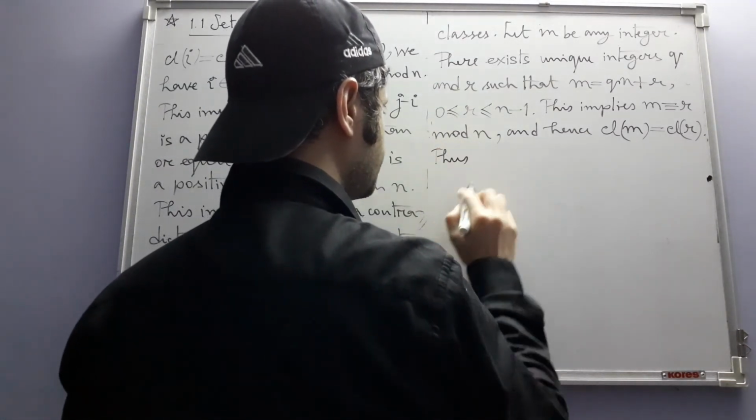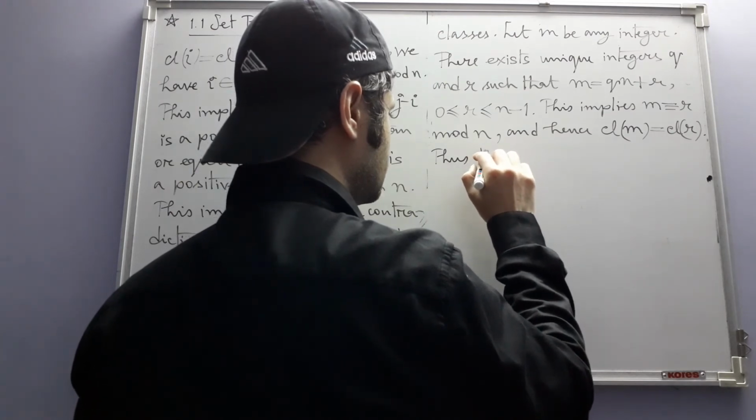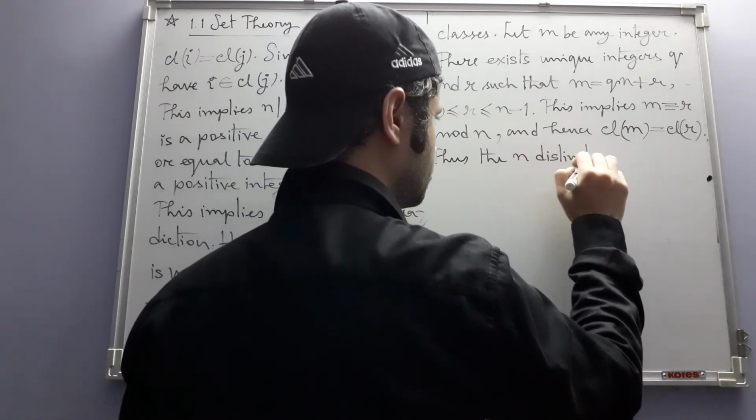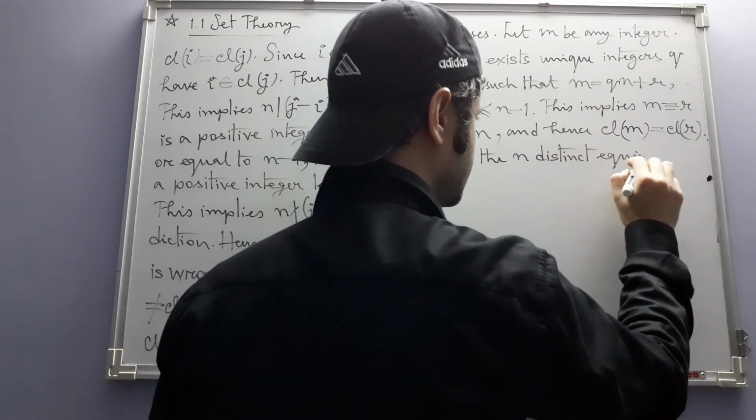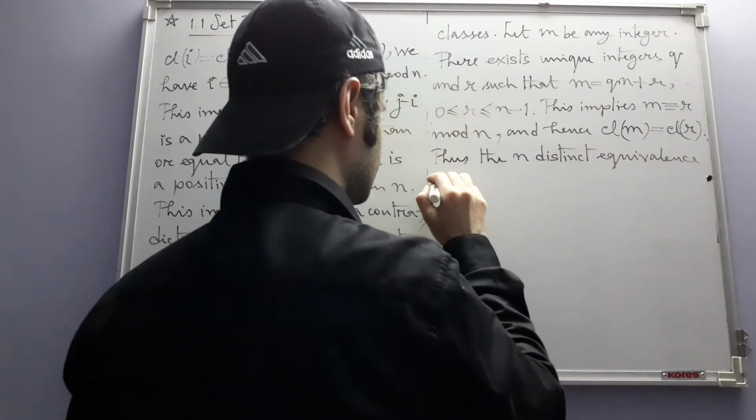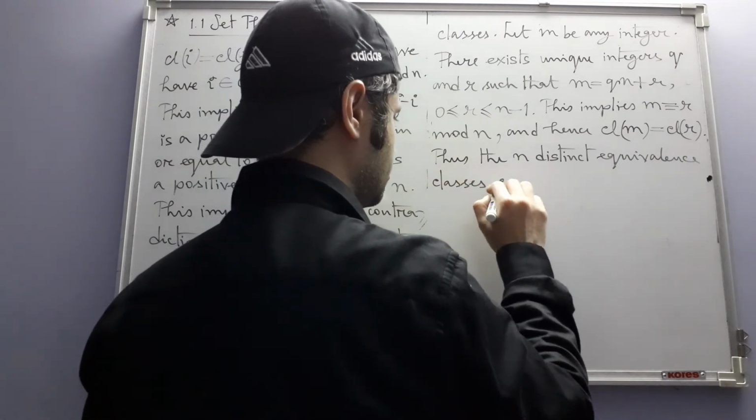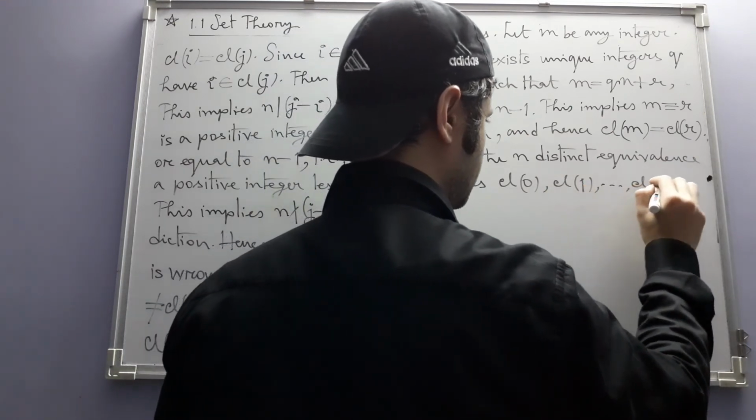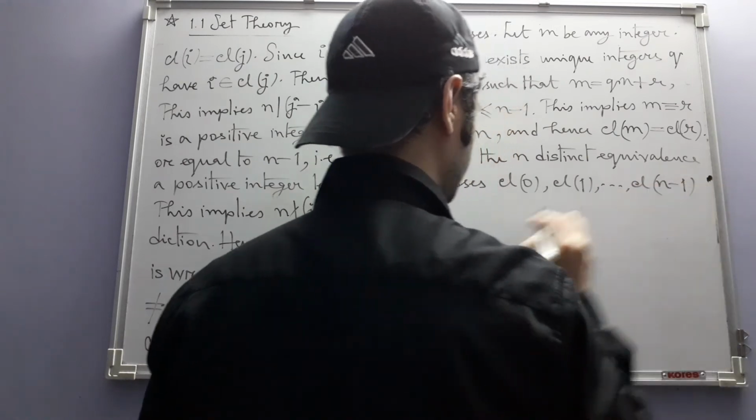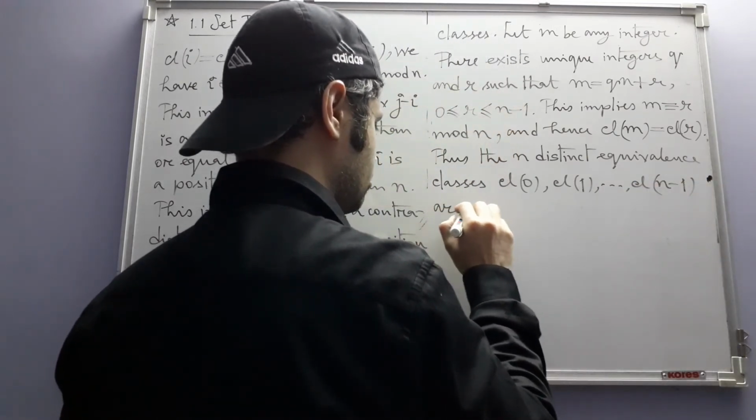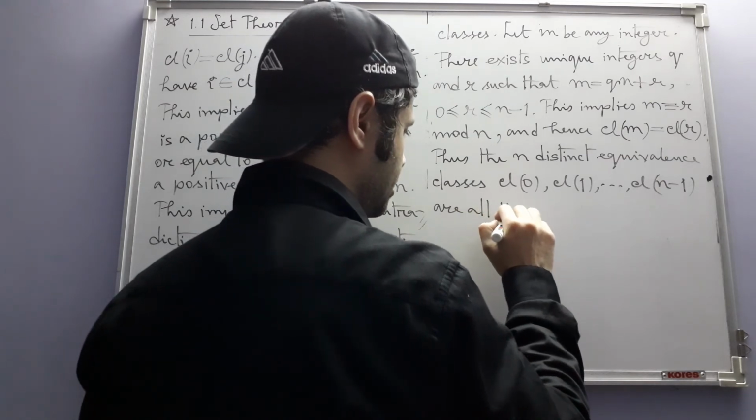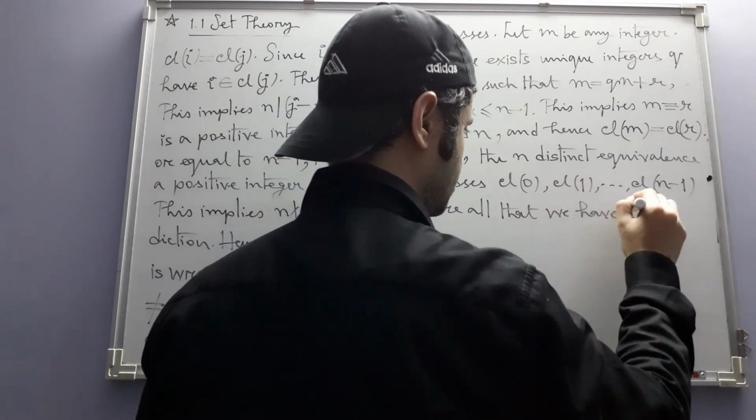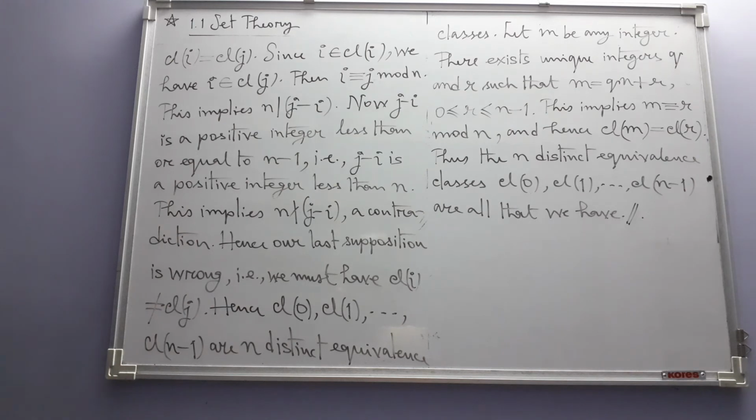Thus the n distinct equivalence classes are all that we have. And this completes the solution.